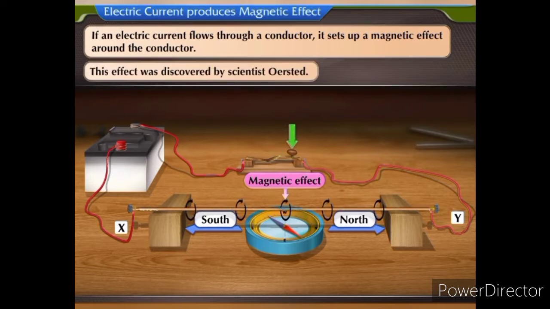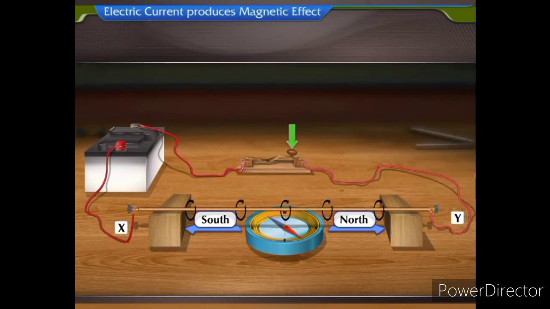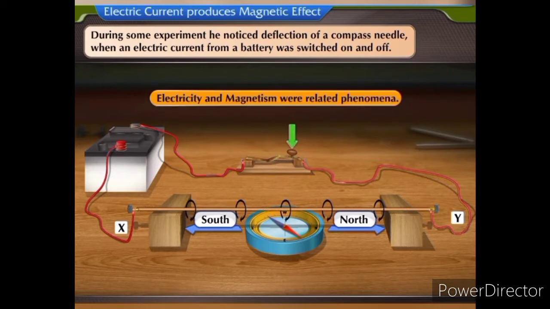This effect was discovered by scientist Ørsted. Let us know more about him. During some experiment, he noticed deflection of a compass needle when an electric current from a battery was switched on and off. He discovered that electricity and magnetism were related phenomena.